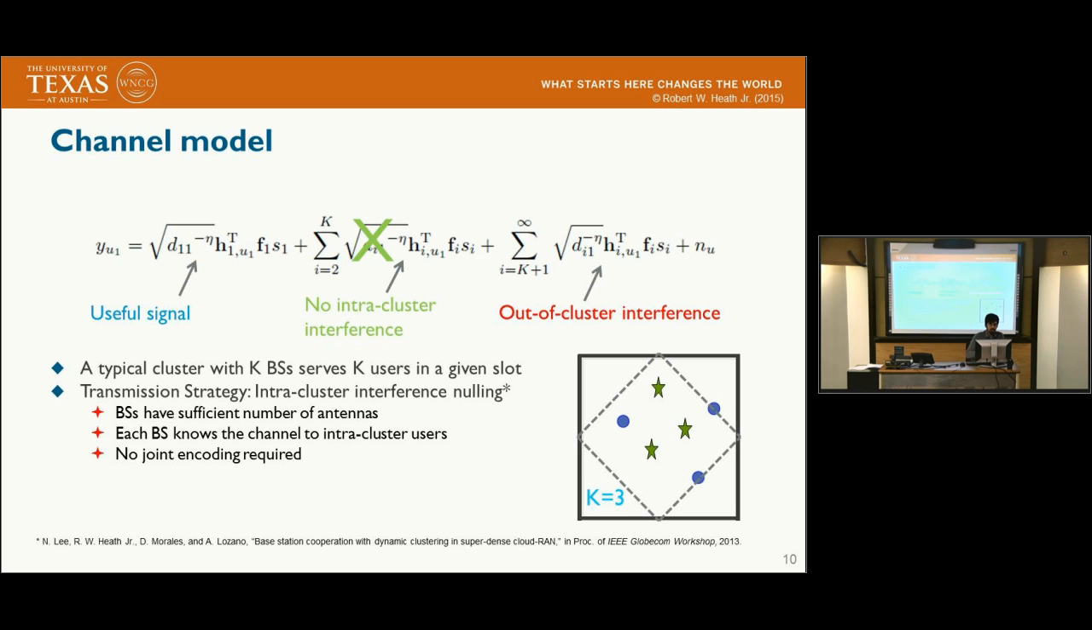To summarize, in this equation we could see that a user receives a useful signal from its serving base station, and no intra-cluster interference from other base stations belonging to the same cluster. However, it experiences out-of-cluster interference from all the base stations outside its own cluster. And we further assume the links experience IID Rayleigh fading.